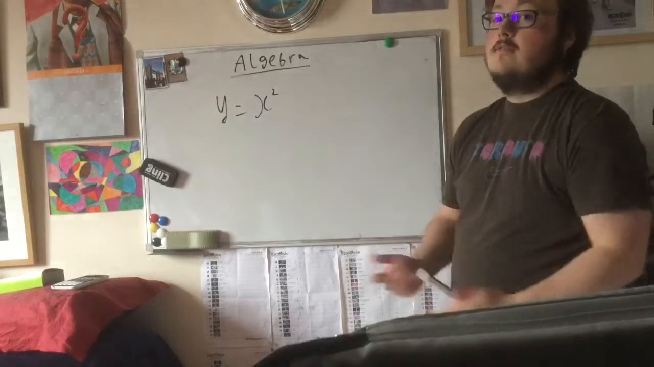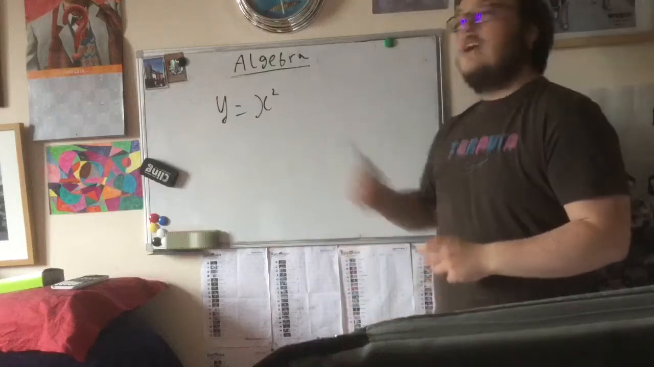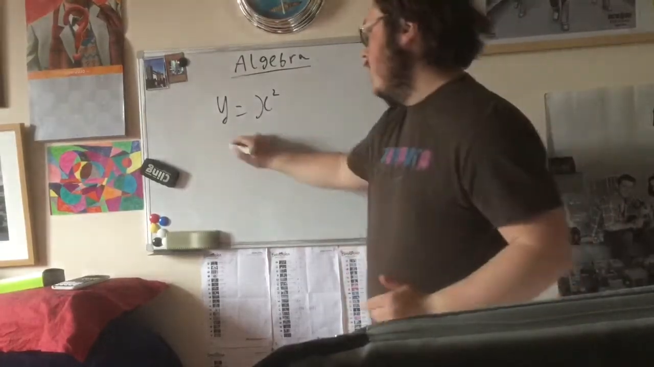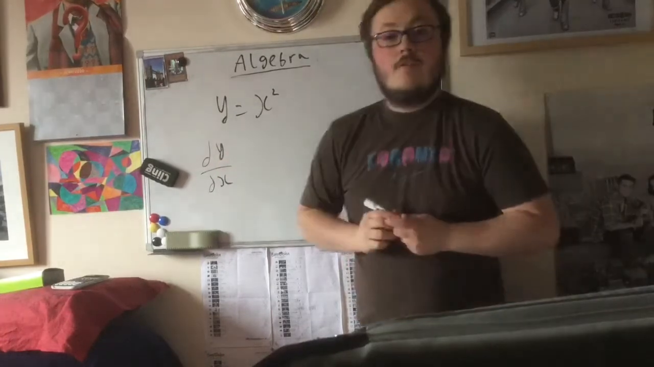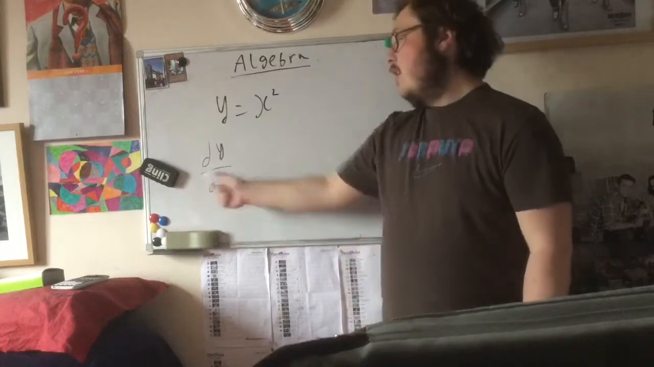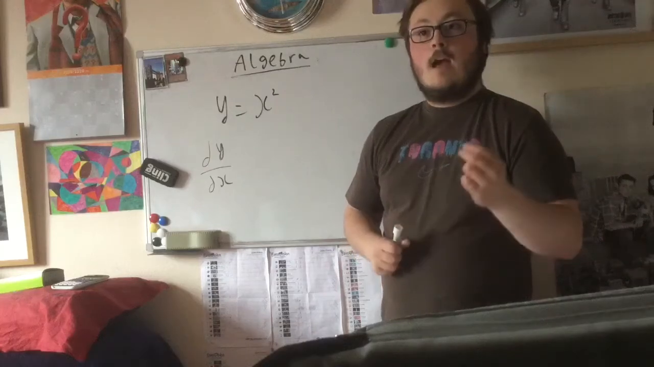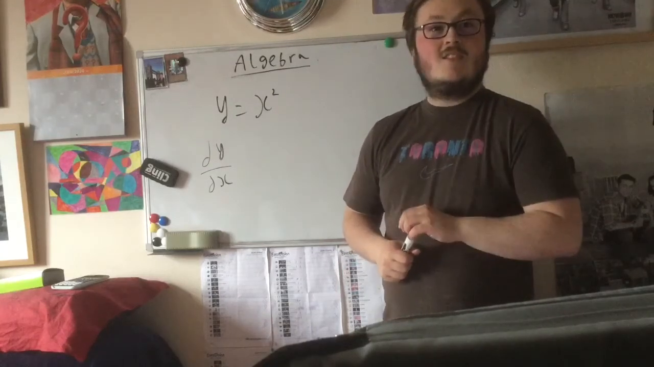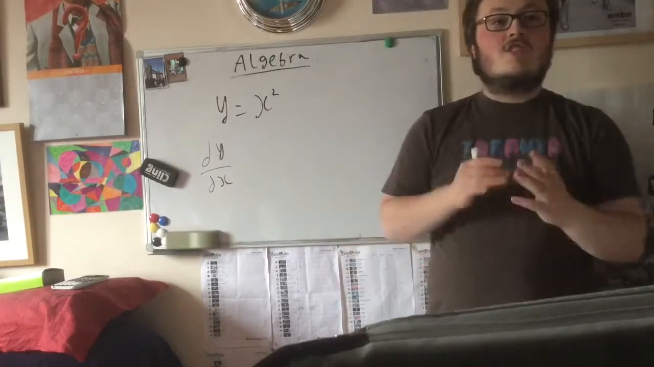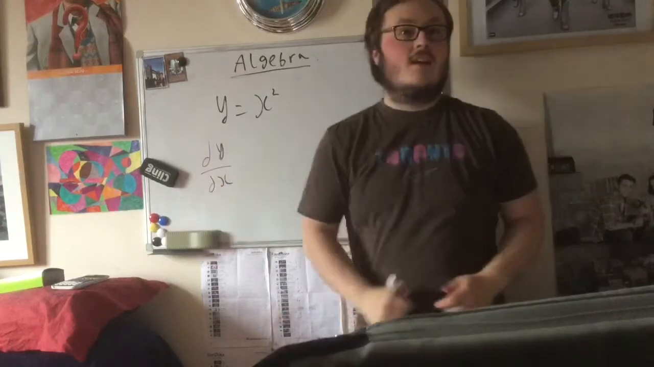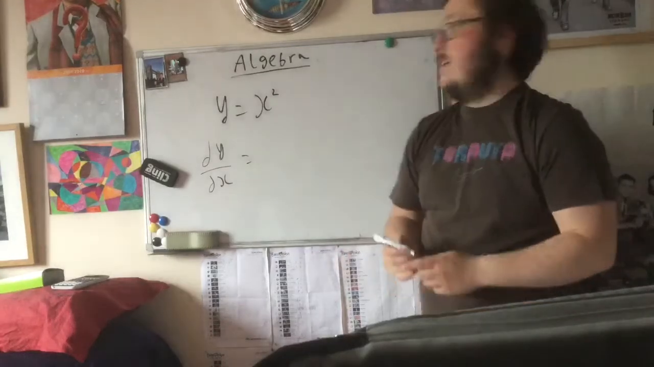But how do we find a differentiated equation? That's what we're going to do first. Now I have the equation y equals x squared. Now when I differentiate an equation, the y will become dy over dx. Now this means the differential of y over the differential of x. That's what it basically means. And do you remember what the differential of y over the differential of x is also known as? The gradient. That's how we know that differentiated equations can find us the gradient, because that's what this is telling us.